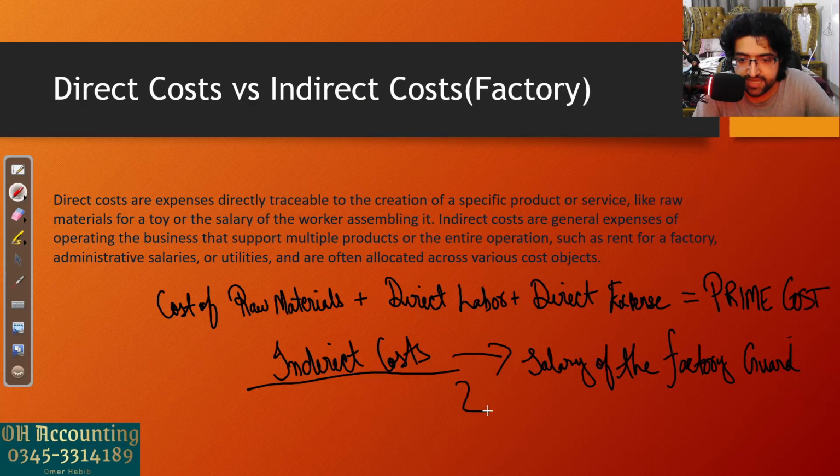Then supervisor. Again, the supervisor is looking after everything. He's not just looking after the manufacturing process. Obviously, he's also checking whether the workers are working properly, whether they are doing their job. He will check that. But it's not his only purpose in the factory.